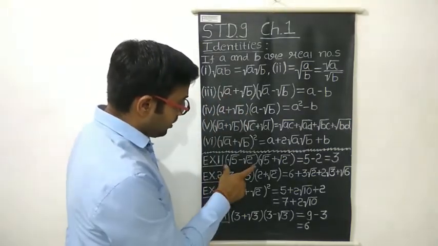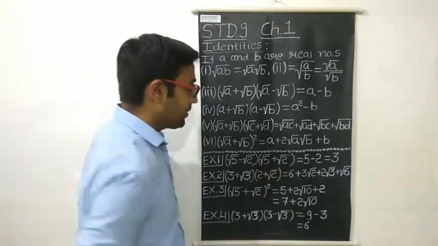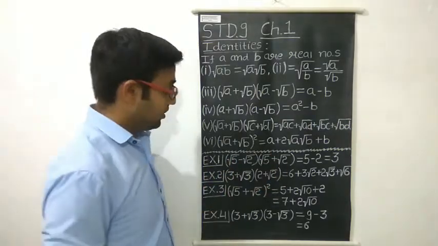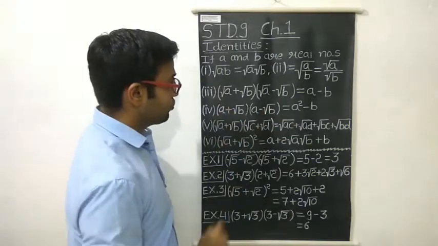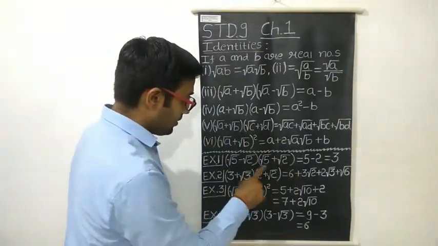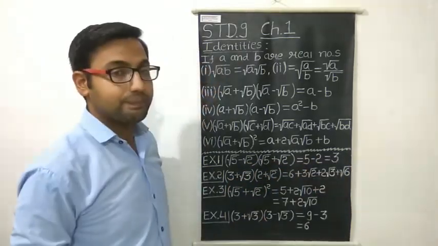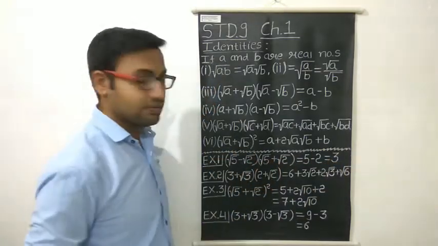First example is under root 5 minus under root 2, and in the second bracket under root 5 plus under root 2. We have to simplify these terms. So what can we use here? We can use this one identity. So what will we get? Under root 5 square, that is 5, minus under root 2 square, that is 2, and 5 minus 2 is 3. So this is the simplified form of this given question.